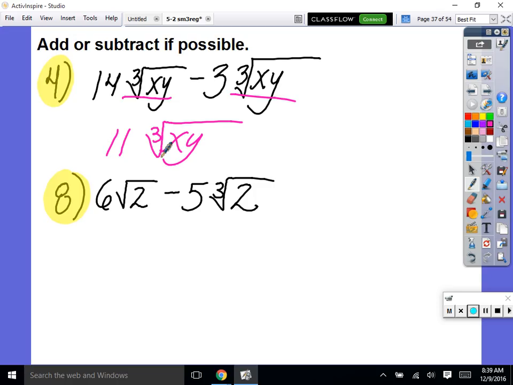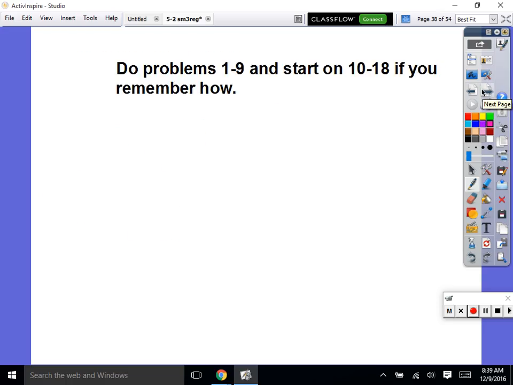So let's look at number 8. 6 square roots of 2 minus 5 cube roots of 2. Cube roots, square root. Can we combine them? Nope. We could multiply them, but we cannot add and subtract them. So we just say can't. Okay, so do problems 1 through 9. I'll give you a couple minutes to finish up 1 through 9.